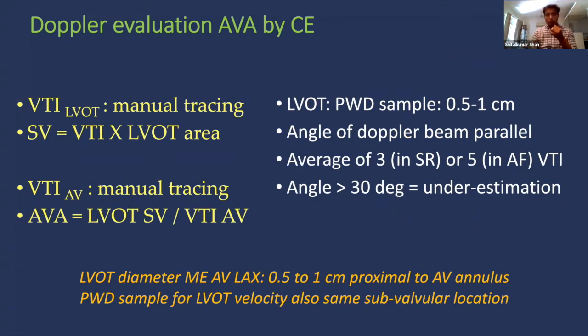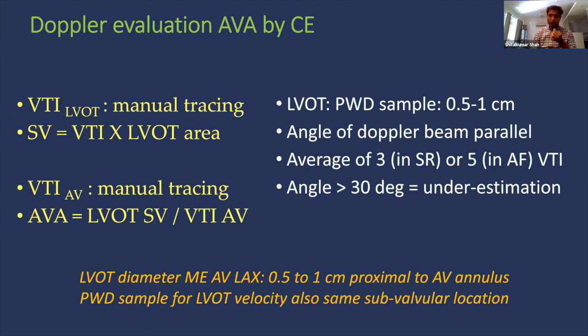So, going on to calculation by continuity equation: VTI for LVOT done by manual tracing, sample point 0.5 to 1 centimeter proximal to aortic valve in transgastric or deep transgastric view. Diameter of LVOT, mid-esophageal aortic valve long axis view, same point, 0.5 to 1 centimeter proximal to the aortic valve. Stroke volume of LVOT will be VTI times the LVOT area.